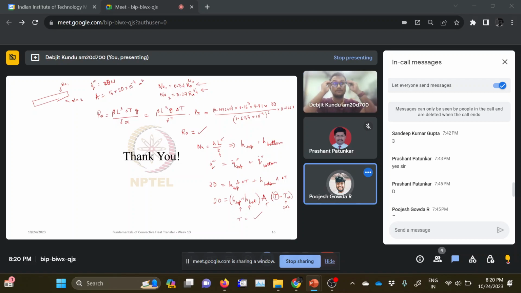The area is pi, like L, no, L into L. Area is this thing, 16 into 20. That was given in the question.